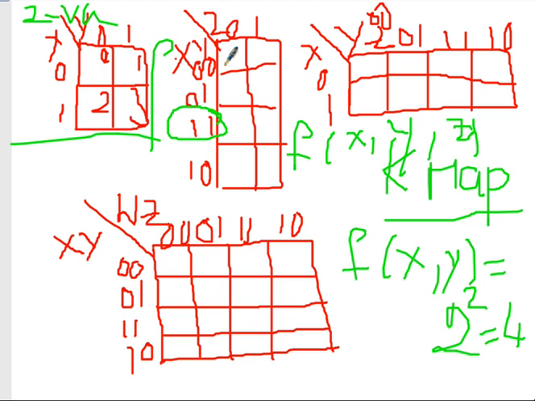So 0, 0, 0 will become 0. 0, 0, 1 will be 1. 0, 1, 0 will be 2. And 0, 1, 1 will be 3. And this will be 4, this will be 5, this will be 6 and this will be 7. Total 8: three variables, 8 combinations.